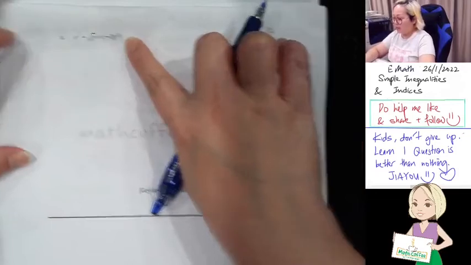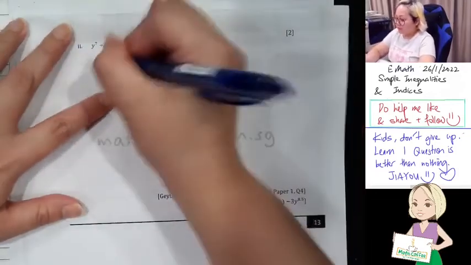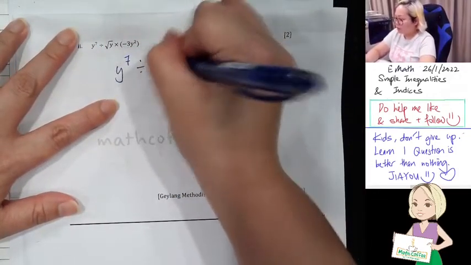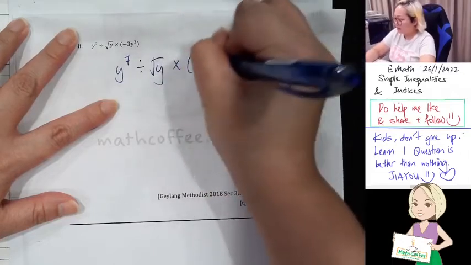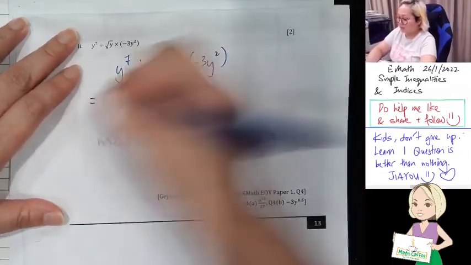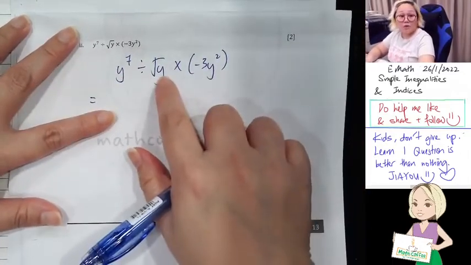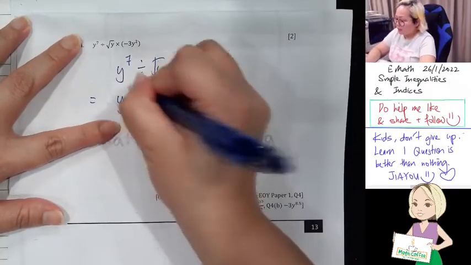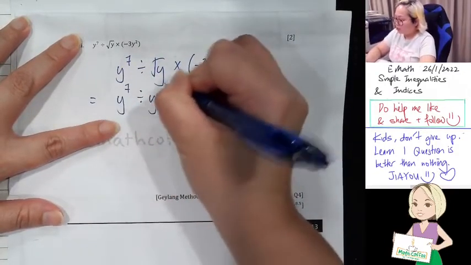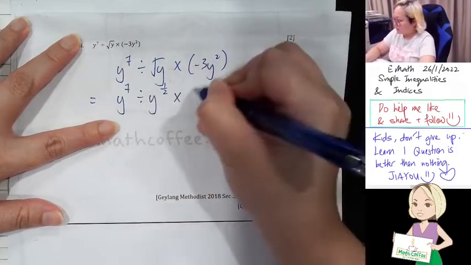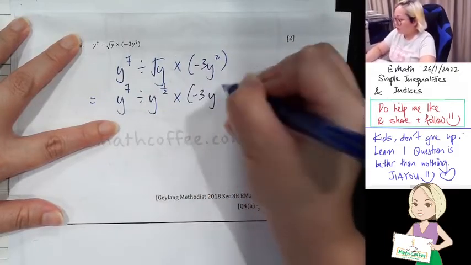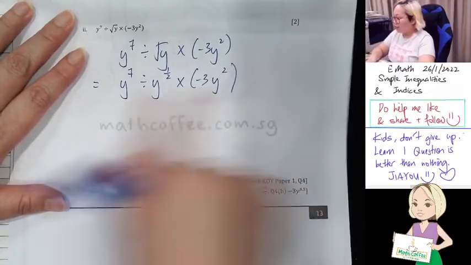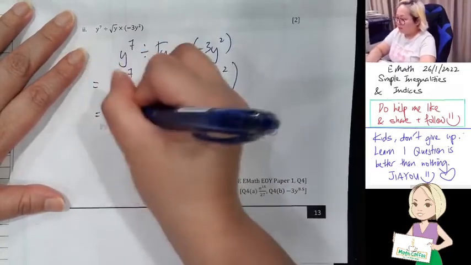Okay, look at here. So let's see. I'm going to write the question first. y to the power of 7 divided by square root y multiplied by negative 3y squared. So let's change the square root y to become y to the power of half. So y to the power of 7 remains, this becomes y to the power of half, and this one just keep it as minus 3y squared. So see, minus 3 got no other number, so it's just minus 3 here.